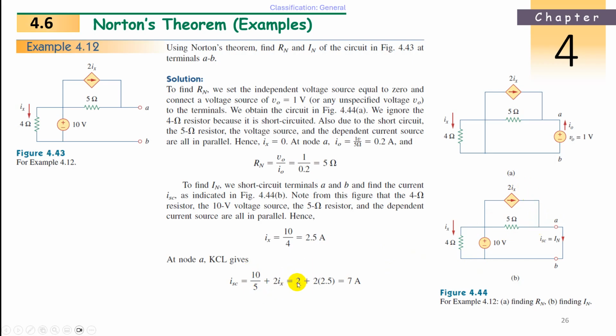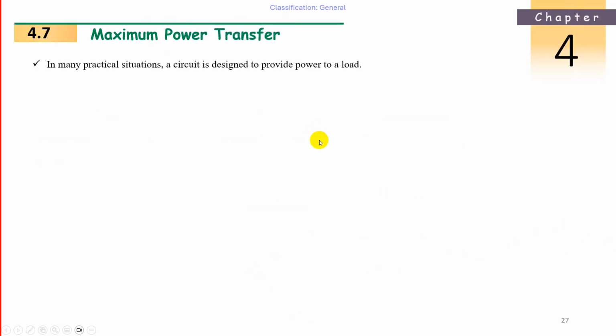So 10 divided by 5 is 2 amperes. 2ix, Ix we already know is 2.5, so 2 into 2.5. So the total is 7 amperes. At node A, the current is nothing but 7 amperes, which is also known as IN. So the equivalent circuit is like this. Next class we'll study the maximum power transfer, inshallah.